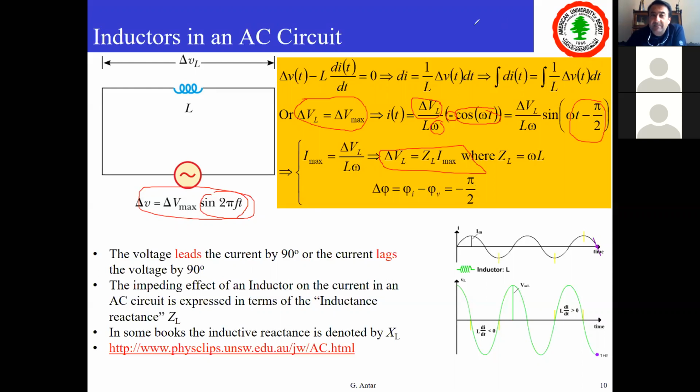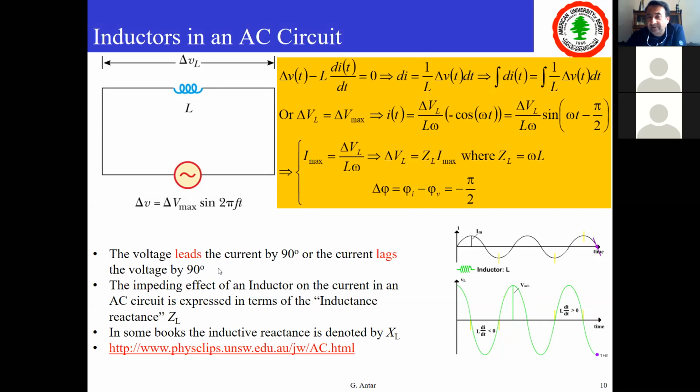So once again, what I was able to do is calculate the current, given that I'm going to have just one inductor in series with the AC voltage generator. In this case, the voltage will lead the current, and the current will lag the voltage by 90 degrees, because I'm going to have a minus pi over 2 phase difference.